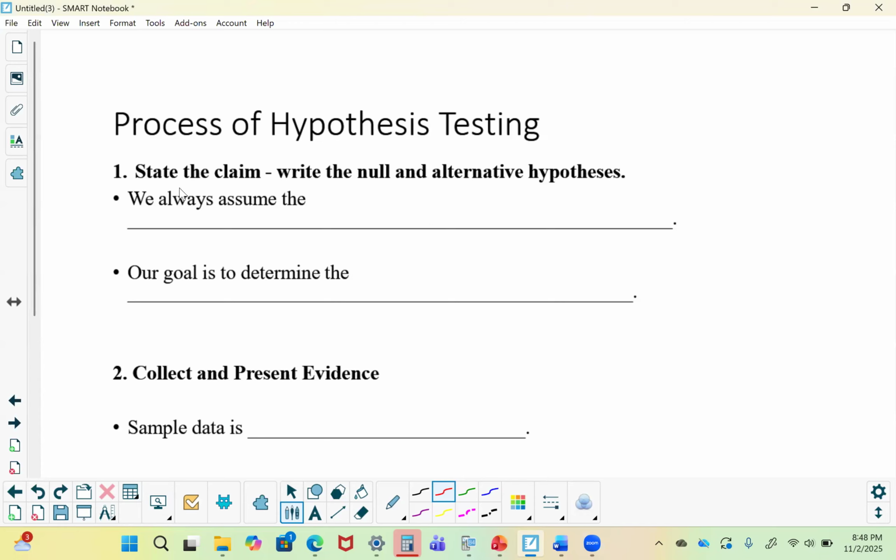So the first thing is we're gonna state the claim, and we already did this. We're gonna write the null and alternative hypothesis. So that's always step one, which we just learned. For the null hypothesis, we always assume it's true.